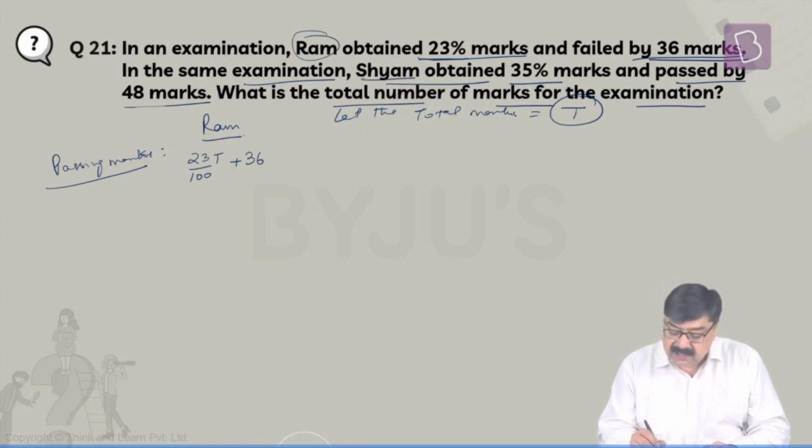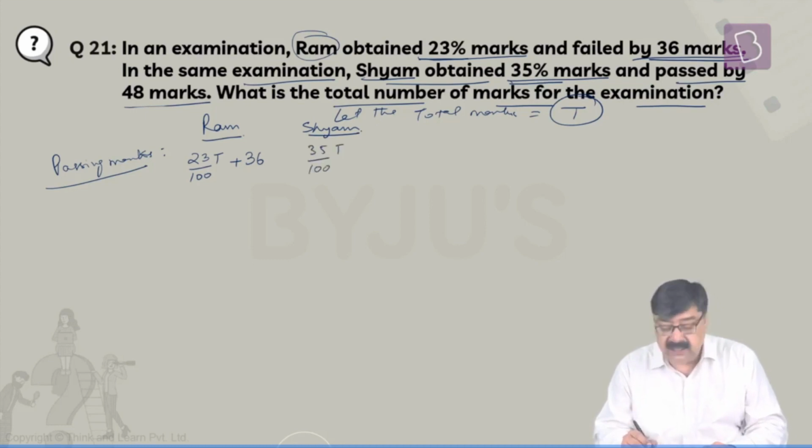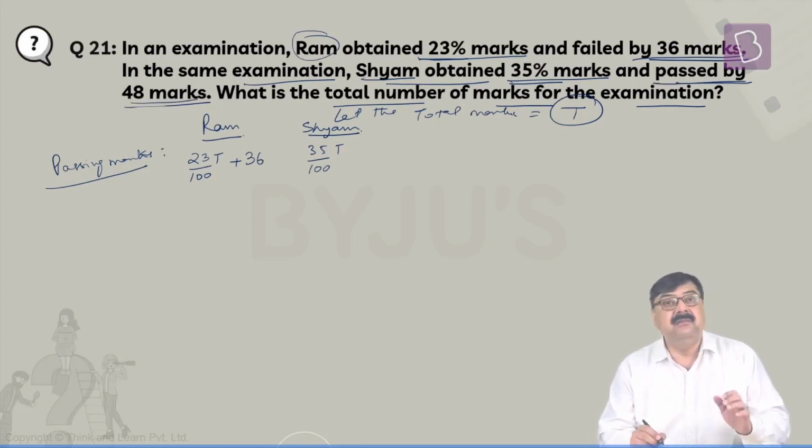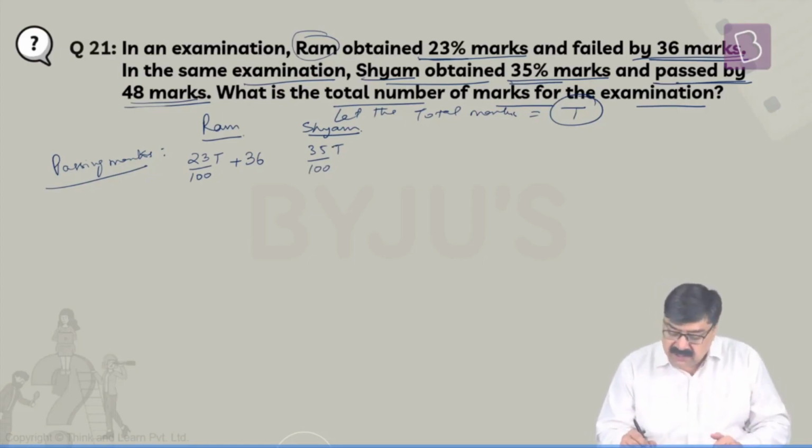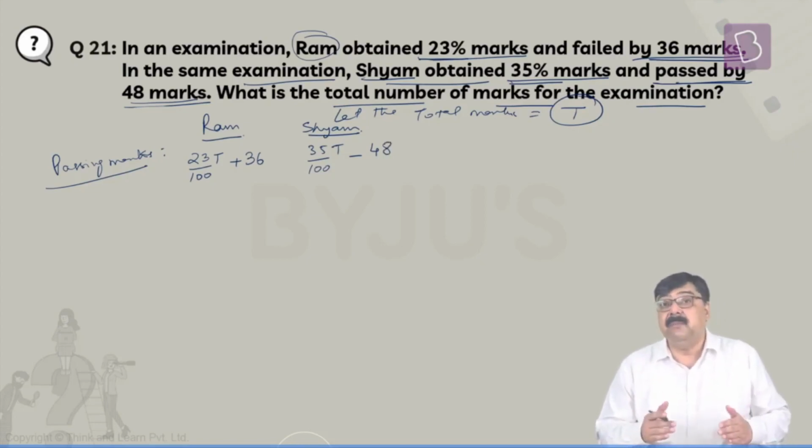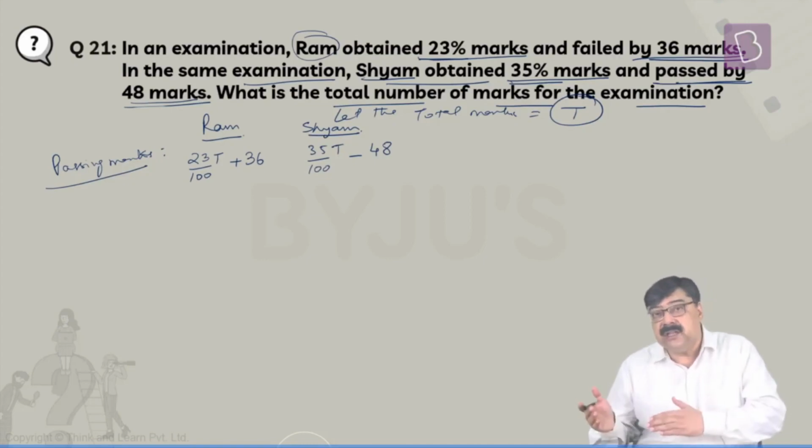Now passing marks as per Shyam shall be, he obtained 35% marks out of the total, so 35 by 100 into T, and passed by 48 marks. So his marks are passing marks plus 48. So passing marks will be 48 marks lesser than Shyam's marks because Shyam has scored 48 marks extra, more than the passing marks.